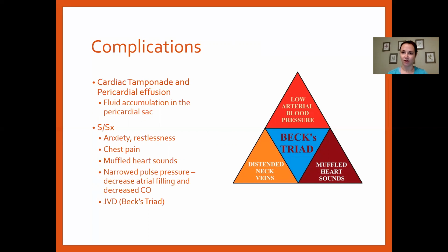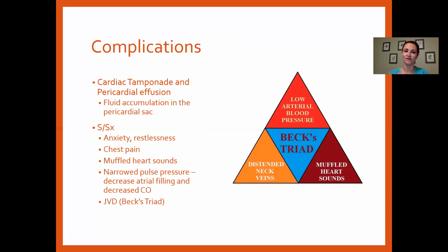Cardiac tamponade and pericardial effusion is that increased fluid accumulation in the pericardial sac. Your signs and symptoms are anxiety and restlessness. You're going to have an acute drop in cardiac output because all that fluid builds up and it keeps compressing on the heart, and so it doesn't have the room to contract as it should.